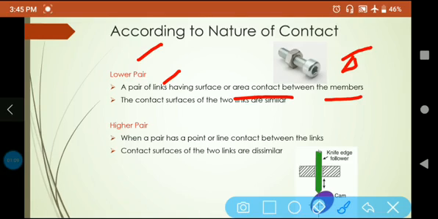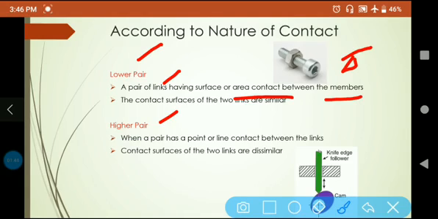Okay, another example is in the case of a hole and a shaft. The contact area or region between the shaft and the hole will be a surface or area contact. If the pair has a point or line contact, then that type of pair is known as a higher pair.